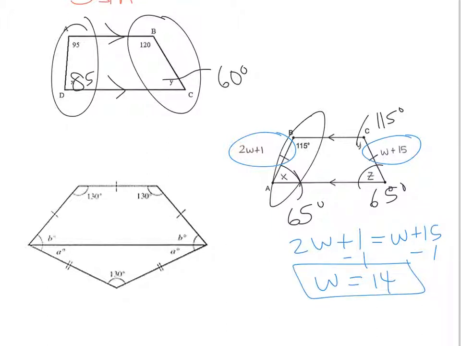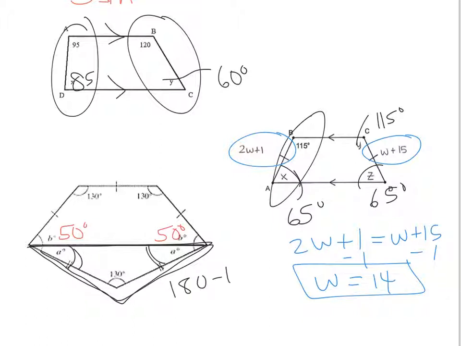And then over to the left, you have an isosceles trapezoid with markings. So this has to be 50 degrees. This has to be 50 degrees. This down here is an isosceles triangle. So to figure out what A is, you do 180 minus 130, which is 50 degrees, and then cut it in half. So this is 25 and this is 25.